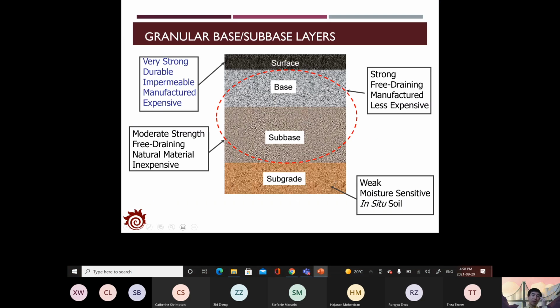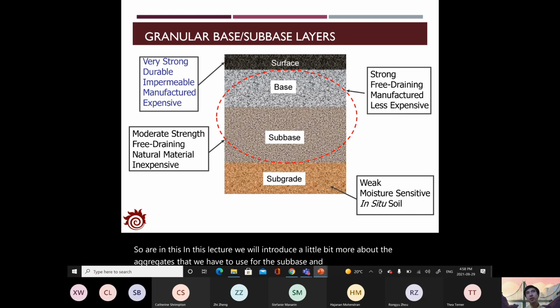So in this lecture, we will introduce a little bit more about the aggregates that we have to use for the sub-base and the base layers. There are also some types of aggregates, but they have some specific requirements about the gradations, the distributions of the grain size, and also the emulsified materials that we need to use to improve their property.